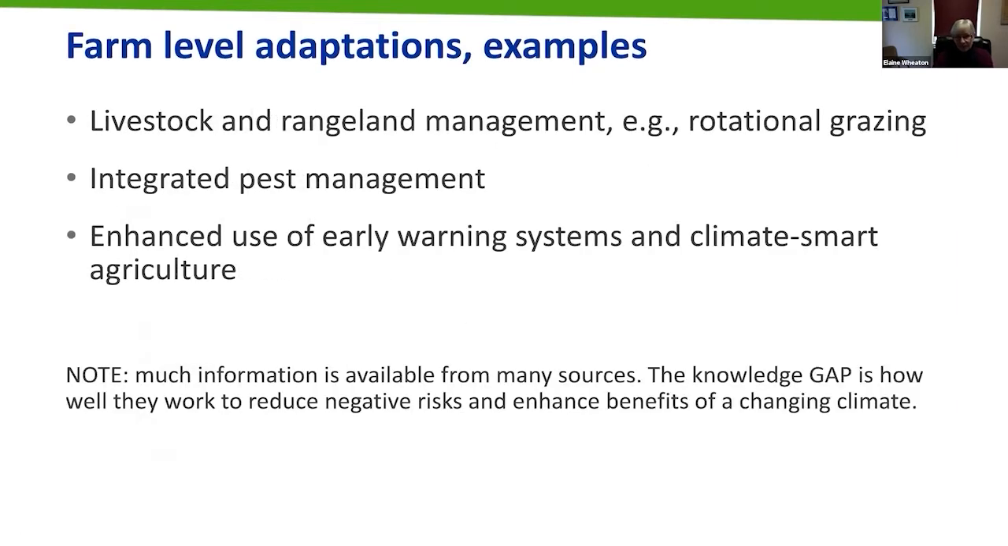And these are just a few examples, many more right at the farm level. And speaking of more, we can do a lot with rotational intensive grazing, pest management of various sources, including making sure that we find out what pests are out there, and enhanced use of early warning systems. Agriculture Canada has the Canadian Drought Monitor, very important, and they're making more amazing changes to that to enable climate smart agriculture. So I just want to remind you that the knowledge gap is how well these adaptations work with the benefits of a changing climate.